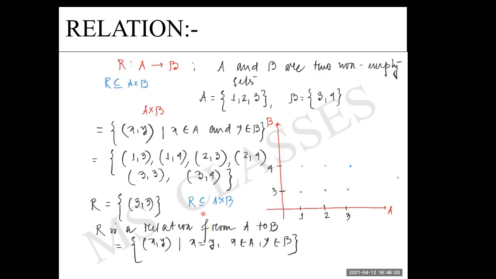That is, it is a subset of A cross B, where you have found out A cross B, how we have seen already. R is what? This element I have taken is a subset of A cross B. So any subset of A cross B is a relation from A to B.